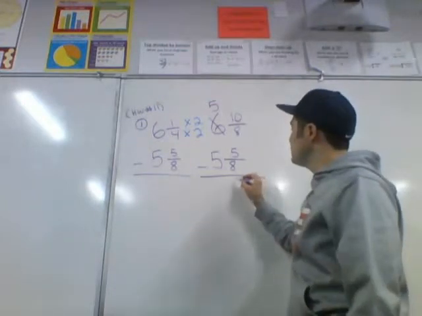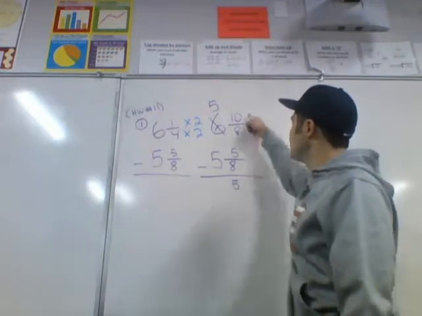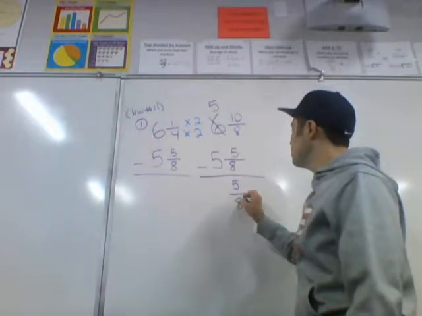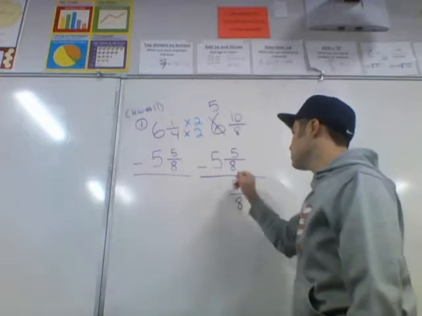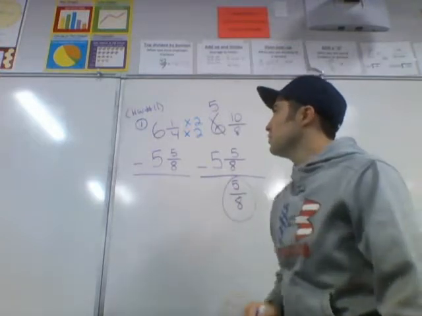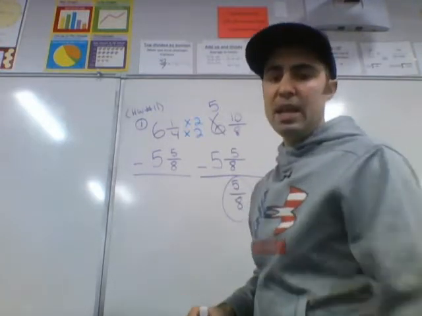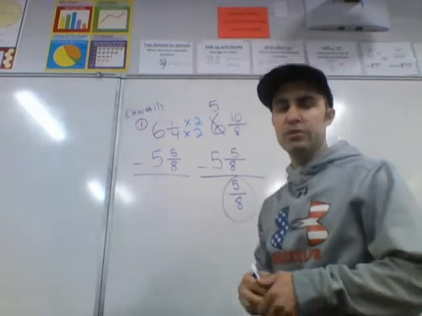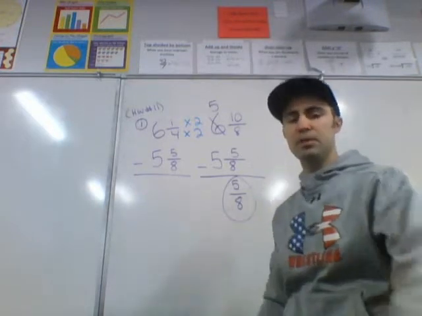10 minus 5 is 5. And then 8 is our denominator, so boom. 5 minus 5 is nothing. So your answer for number 11 on your homework and number 1 today is 5/8. Hopefully that helps you understand how to do those problems. We're just combining concepts and putting them together.